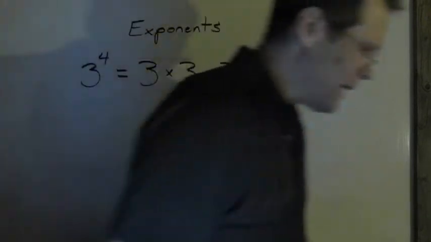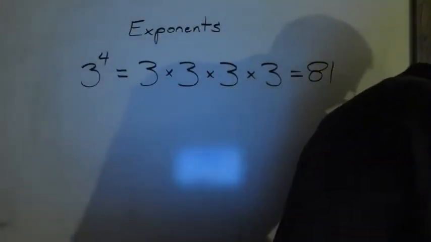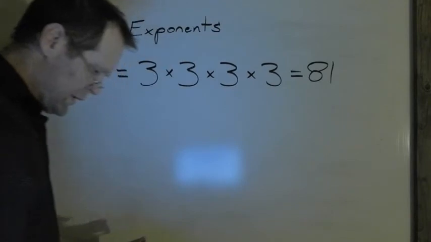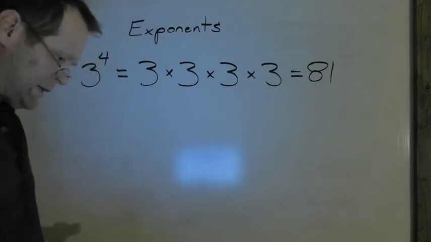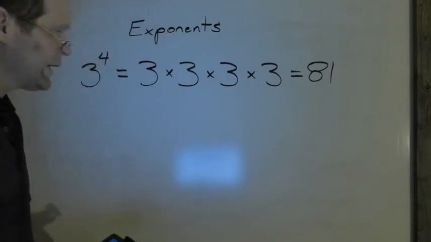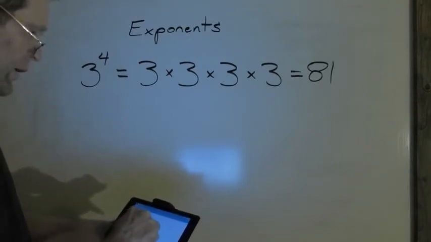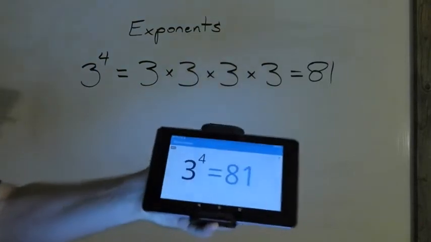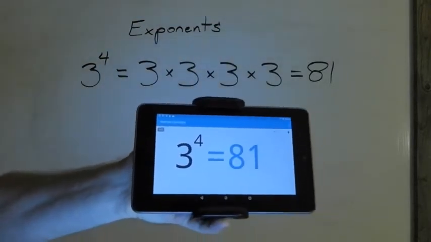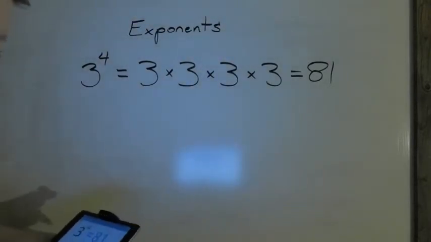Now many times I make mistakes in my multiplication. So something that I like to do is to check it on a calculator. So that's exactly what I'm going to do here. I have 3 to the fourth power. 3 to the fourth power is indeed 81.